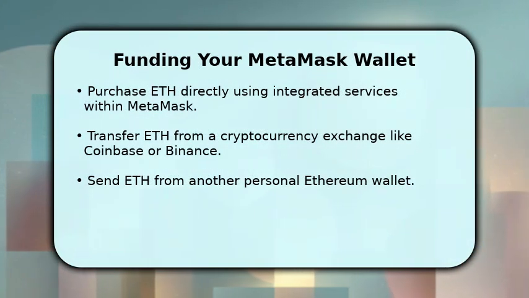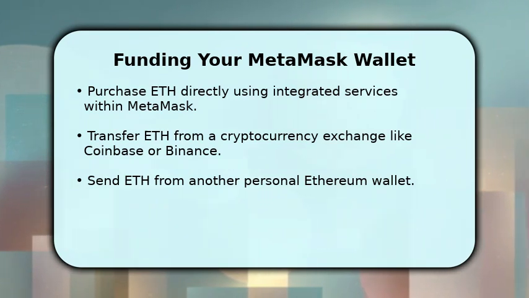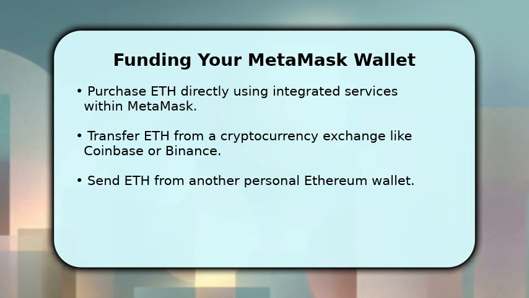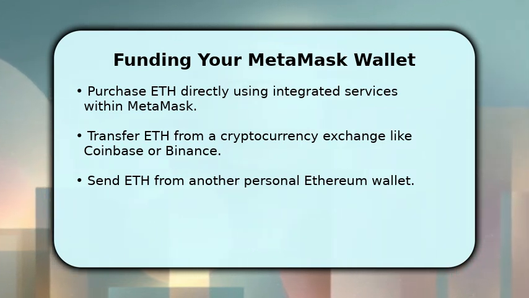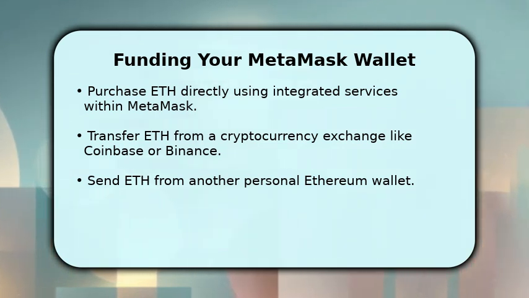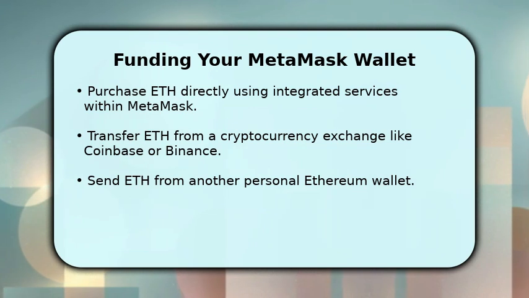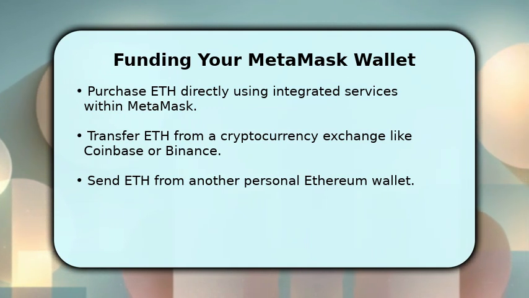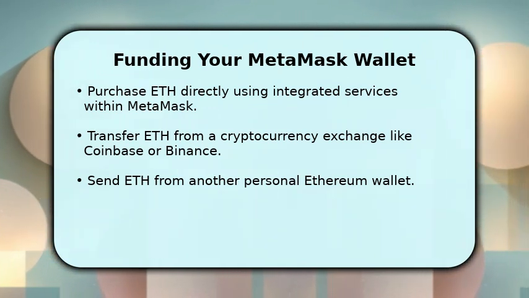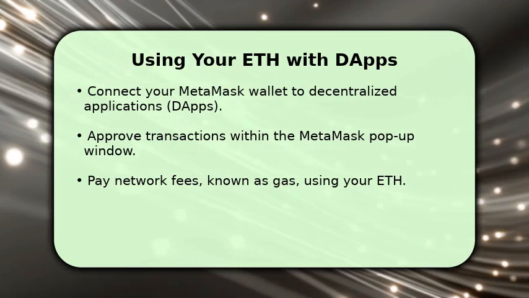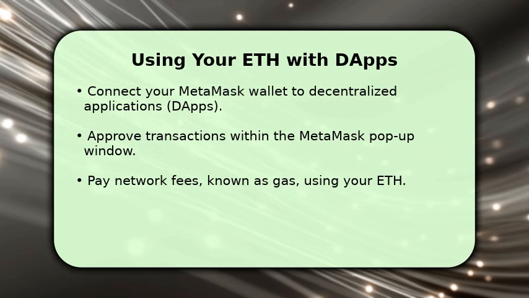Once your MetaMask wallet is set up, there are two primary ways to get ETH into it. First, you can purchase ETH directly through services integrated within MetaMask, often using a debit card or bank transfer. Second, you can transfer ETH from a cryptocurrency exchange where you've already bought it, or from another personal Ethereum wallet you own. Remember to always verify the wallet address you are sending funds to, as transactions on the blockchain are irreversible.